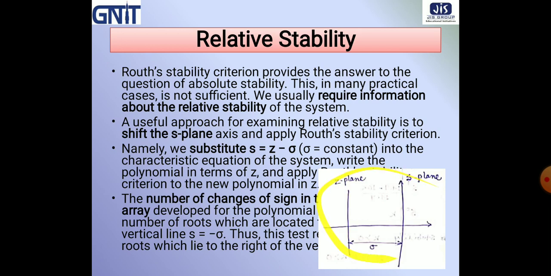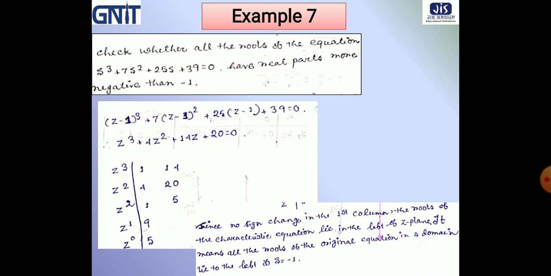Just look at the figure. You have to shift the S-plane from here to that Z-plane. So you have to substitute S is equal to Z minus sigma, where sigma is a constant. Now just put S is equal to Z minus sigma, then just continue the Routh array and find the stability of the system.